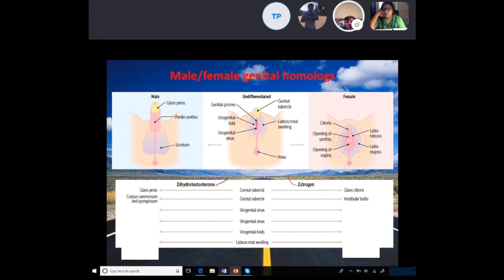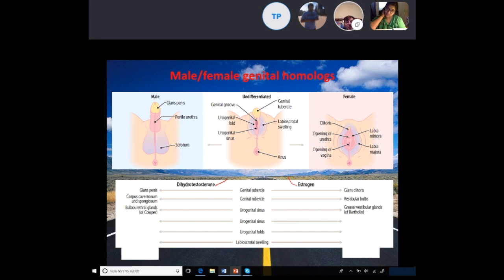How about the urogenital sinus? That was the origin of organs that we saw at the bottom of the first slide. These are more internal organs. So they're going to create for men the bulbourethral glands or glands of Cowper. And for females, the greater vestibular glands or the Bartholin's glands.